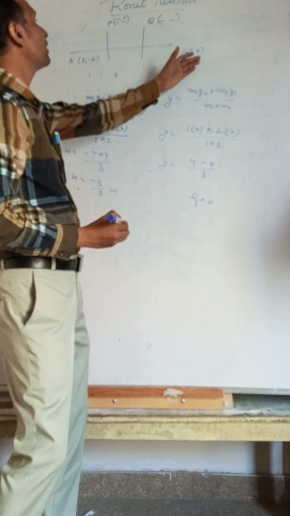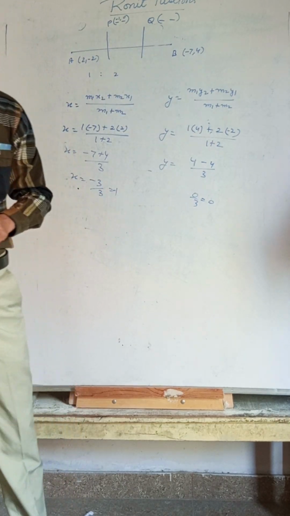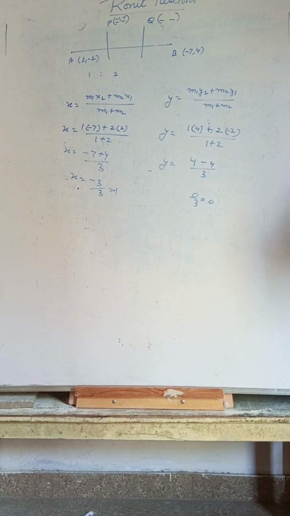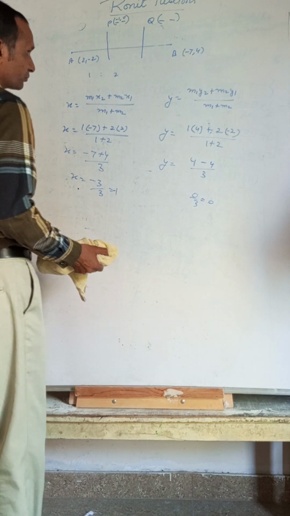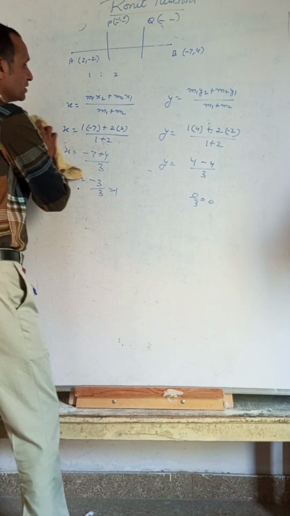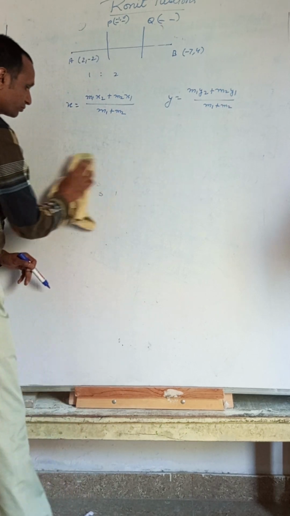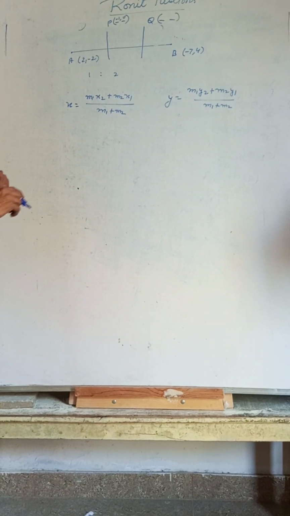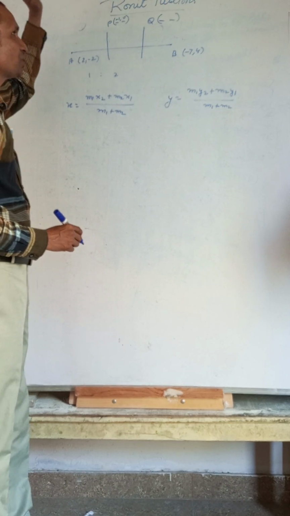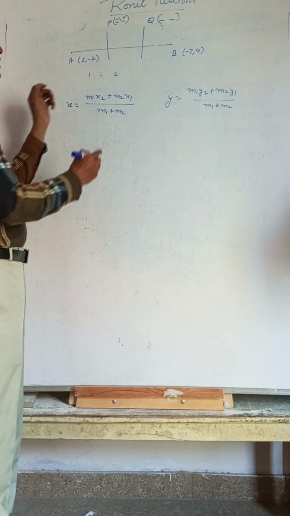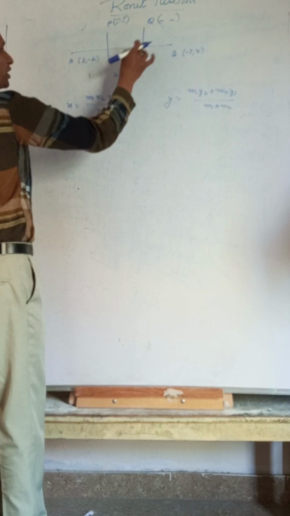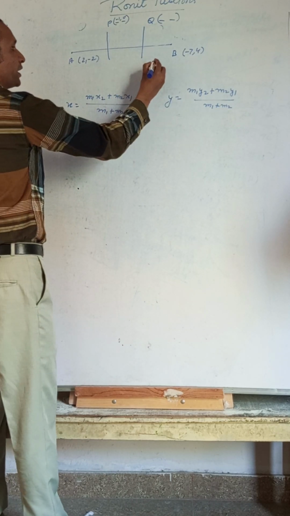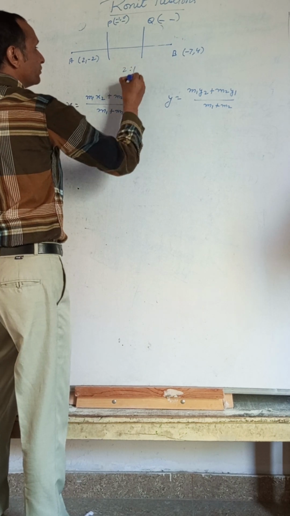Now we are doing the reverse. This we are going to find out, so the ratio will become 2:1. Now the same formulas, we are going to find the Q point. Point P is what we got, -1 comma 0. For Q, what remains? The ratio becomes 2:1.